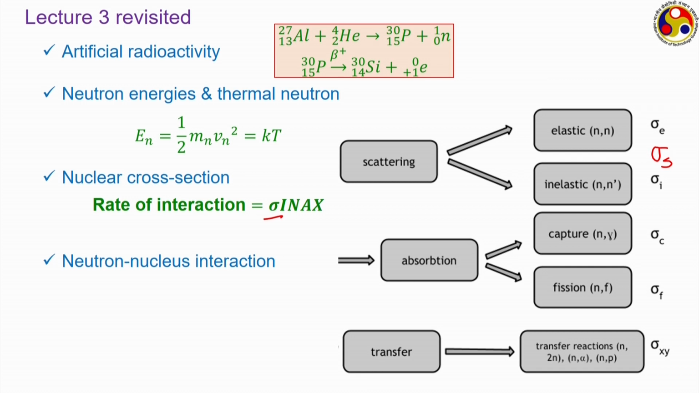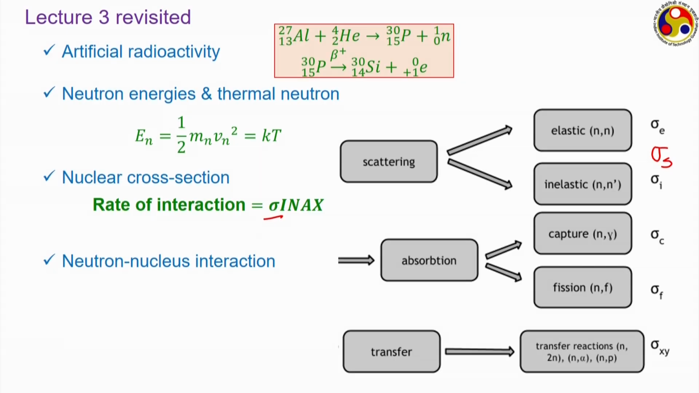Quite often they are combined together into one common term, sigma S, which represents the summation of sigma E and sigma I. The second kind of interaction that is possible is absorption, when the neutron is able to penetrate inside the nucleus, and after penetration there can be 2 types of possibilities.